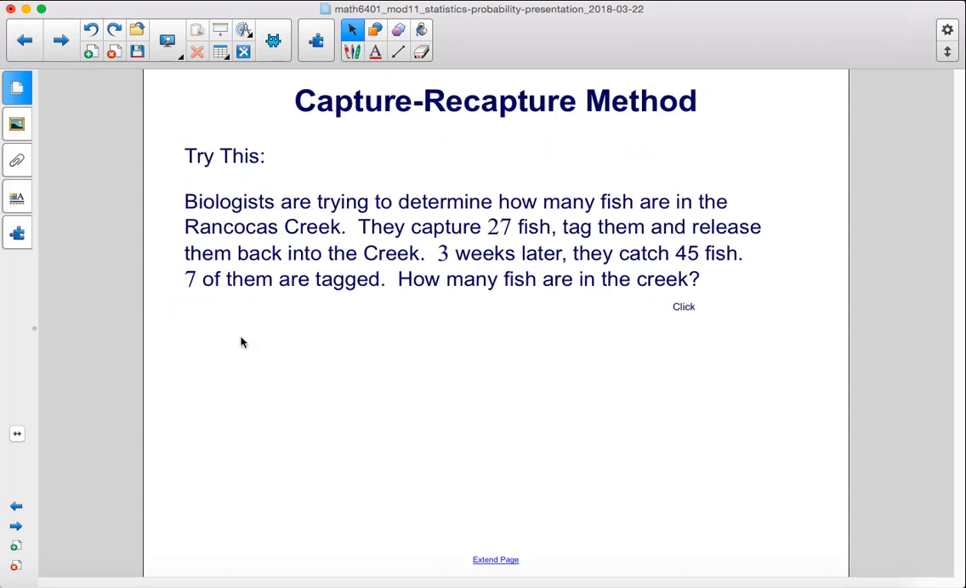Try this. Biologists are trying to determine how many fish are in the Rancocas Creek. They capture 27 fish, tag them, and release them back into the creek. 3 weeks later, they catch 45 fish. 7 of them are tagged. How many fish are in the creek?